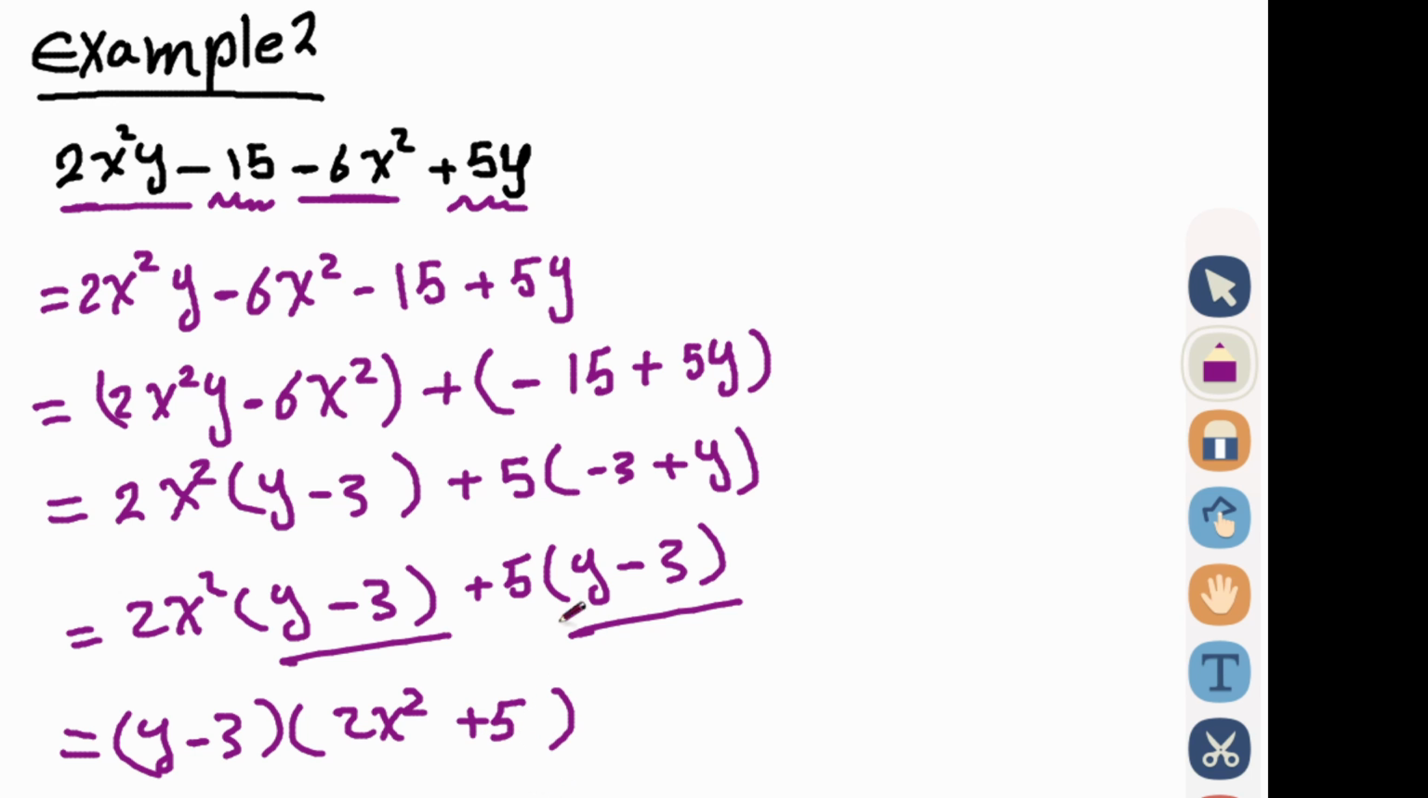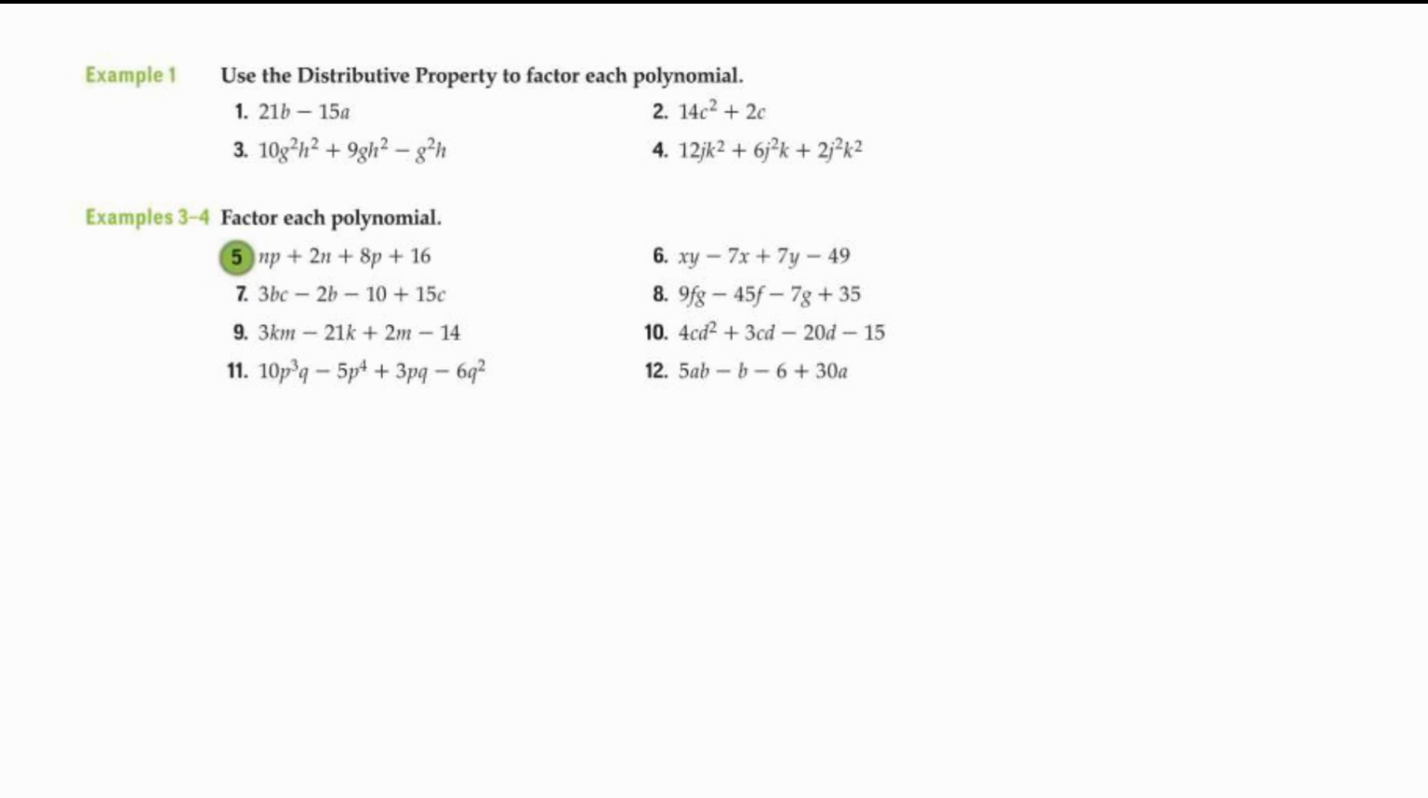And always remember, we can use the distributive property and FOIL method to check our solution. Now, you are ready to check your understanding using this example. You can find it in your book, page 523.